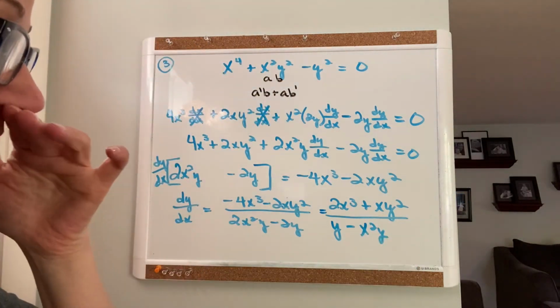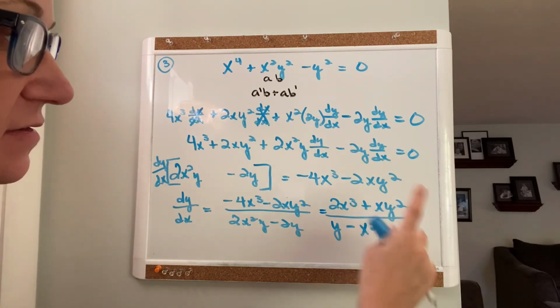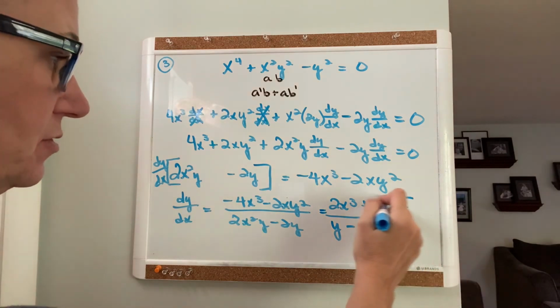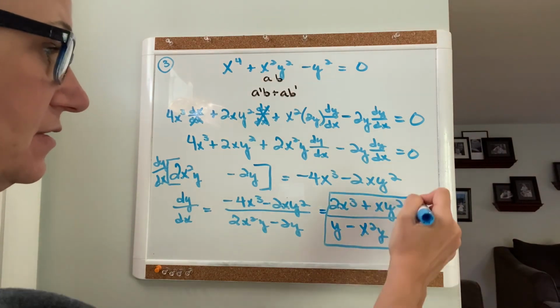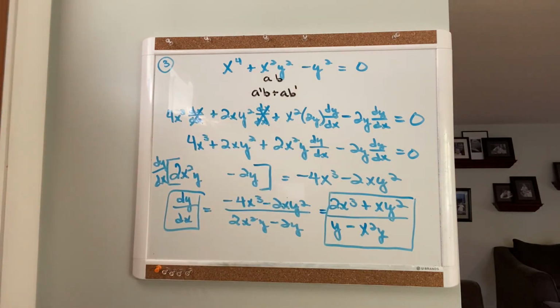You could actually go one step further and factor out an x in the numerator and factor out a y in the denominator, but you don't have to. So here is your derivative using implicit differentiation.